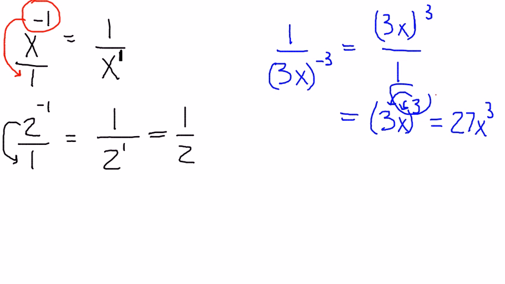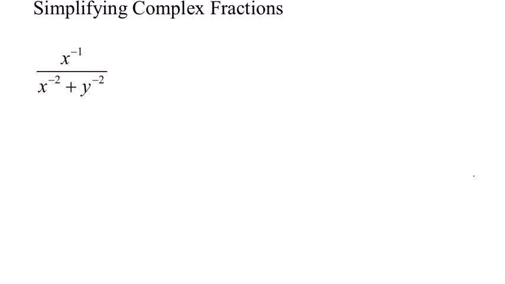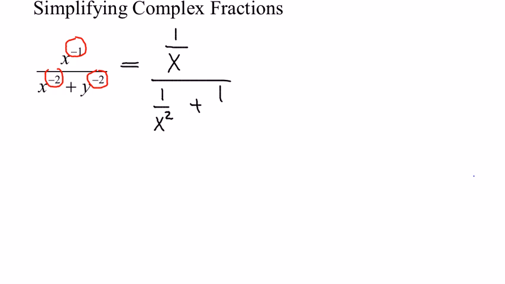So, with that, let's go ahead and, again, look at this problem. Now that we have these negative exponents, we know exactly what they mean and we can change them into that. So let's do that. So we have 1 over x divided by 1 over x squared plus 1 over y squared. See how I just moved everything from the numerator to the denominator, thus changing the signs of only the powers.